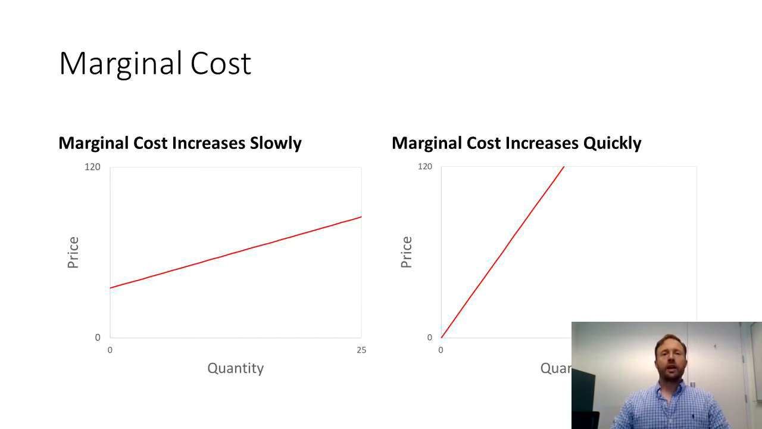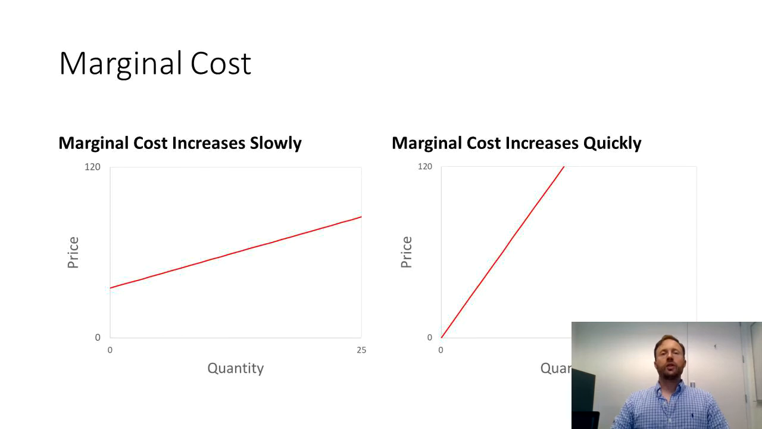When an economist talks about the marginal cost, the marginal benefit, the marginal something, marginal means the next of those units. So marginal cost means if I increase my output by 1 unit, how much extra is that 1 unit going to cost me? How much does it increase my total costs?